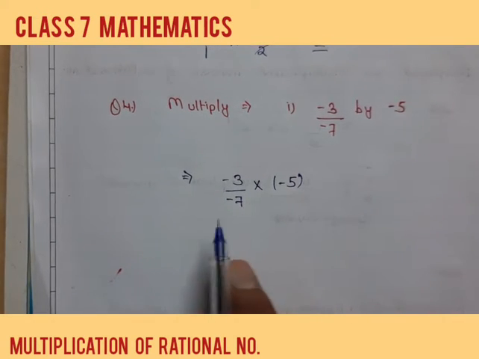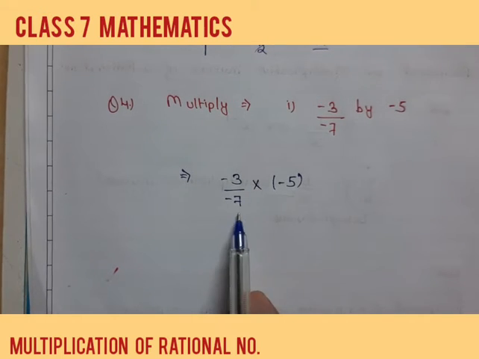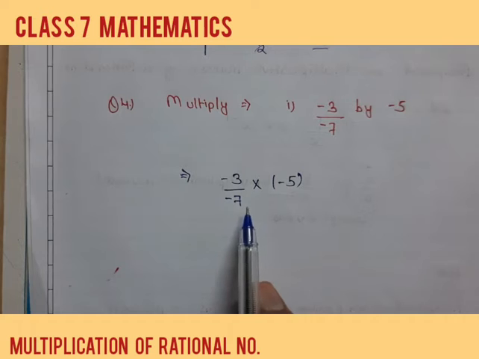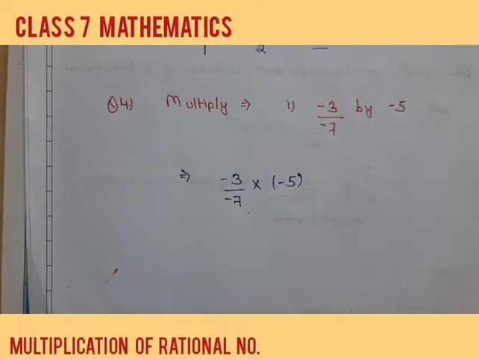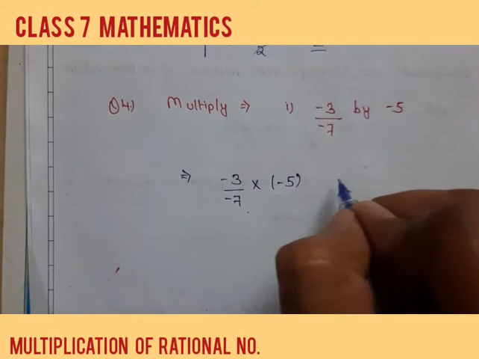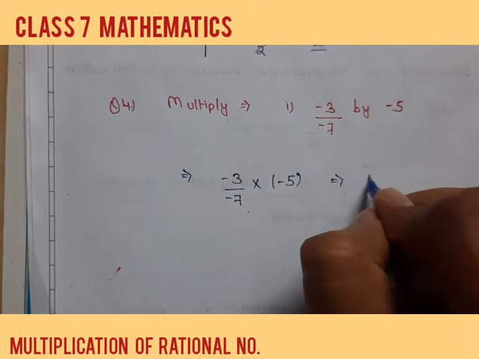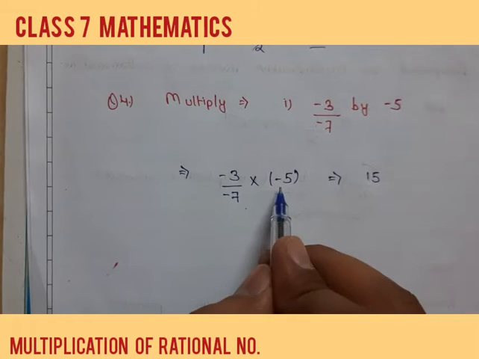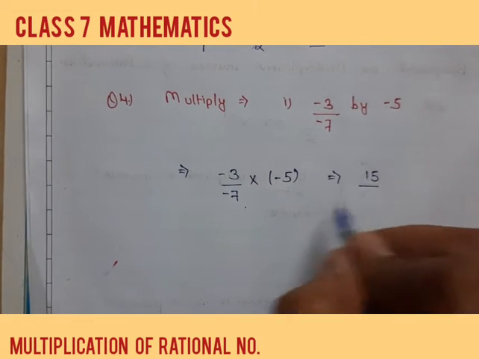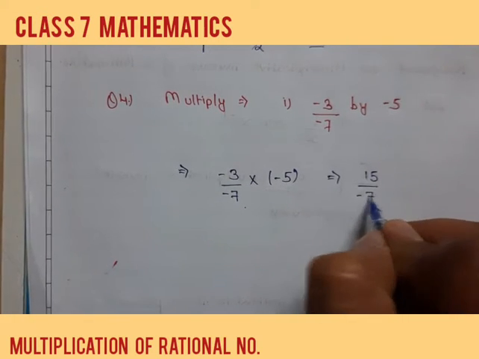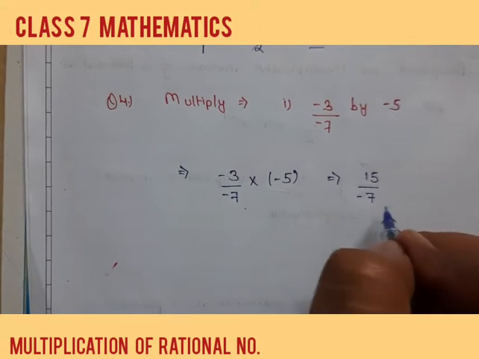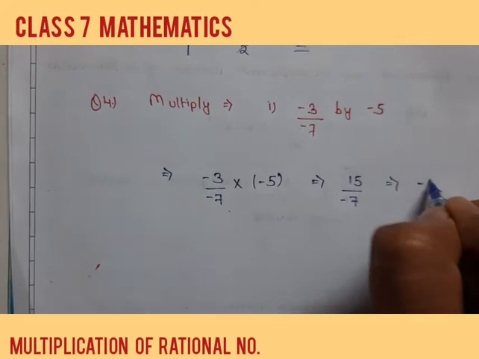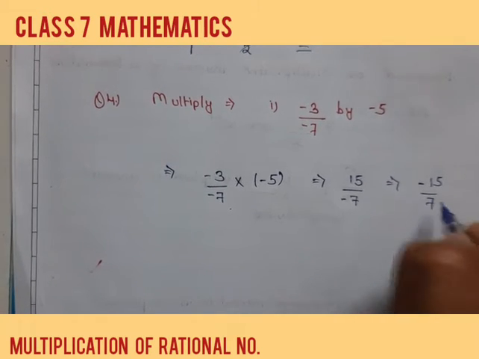Now for multiplying, first we should see whether any of the numbers given have any common factor. No. 3, 5 and 7 are all prime numbers which cannot be cut. So we can solve it simply. 5 into 3 is what? 15. According to the integer rule, minus into minus will be plus. So 15 upon minus 7, equal to minus 7 into 1 is what? Minus 7 only. So the final answer will be minus 15 upon 7.